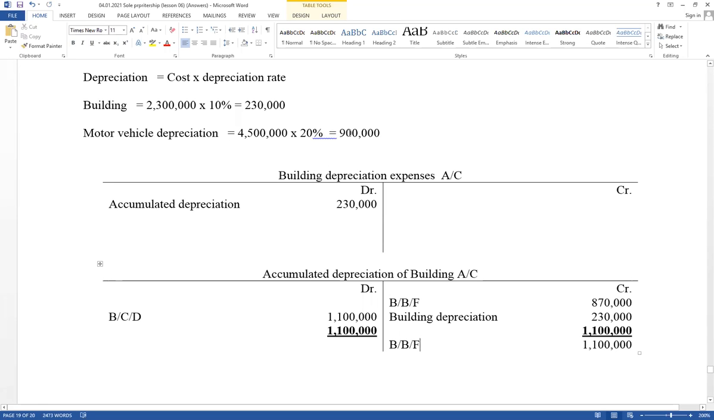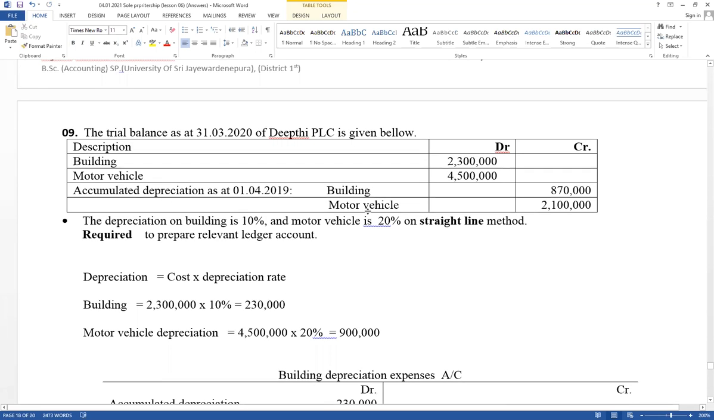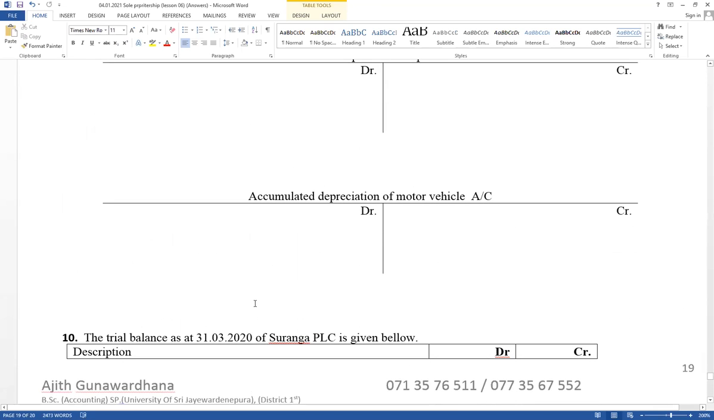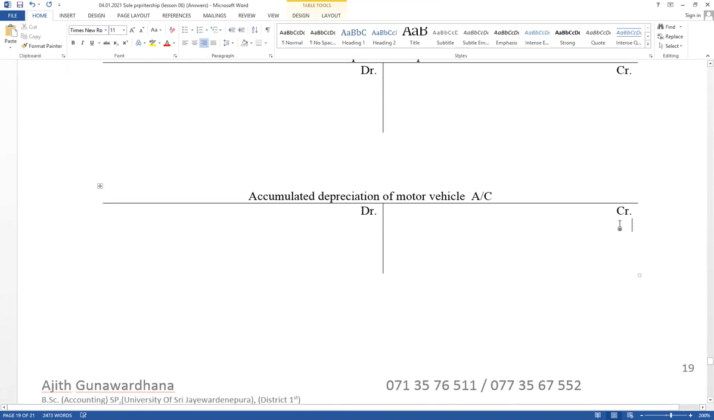Then think about the motor vehicle. Annual depreciation equals 900,000 and the accumulated depreciation opening balance for the motor vehicle is 2.1 million. No need to prepare motor vehicle accounts. Depreciation should be recorded in separate ledger accounts. From the beginning, take the balance in the accumulated depreciation account, 2.1 million. Annual depreciation equals 900,000. Therefore, in the accumulated depreciation of motor vehicle, balance brought forward 2.1 million on the credit side. The effect is an asset decrease, therefore we can see a credit balance.